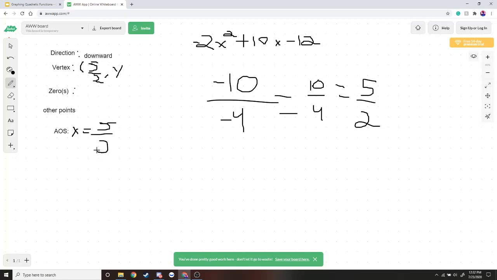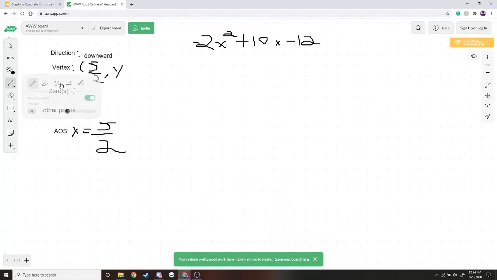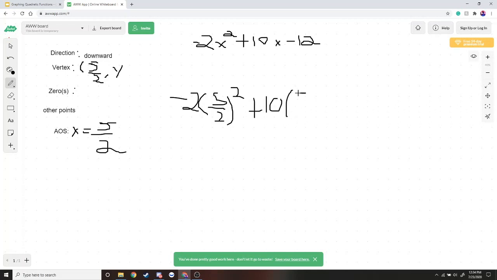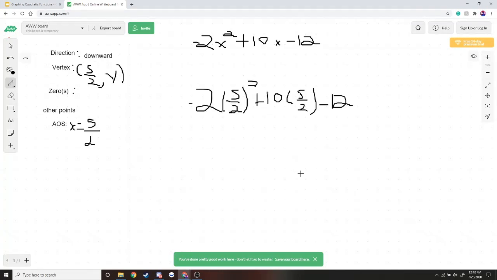Now, to find the y of the vertex, we're going to have to plug in 5 over 2 into this equation. So -2 times 5 over 2 squared plus 10 times 5 over 2 minus 12. Now all we have to do is solve. So we have 5 over 2 squared, so 25 over 4 times minus 2, so that's minus 50 over 4, which is equal to minus 12.5.